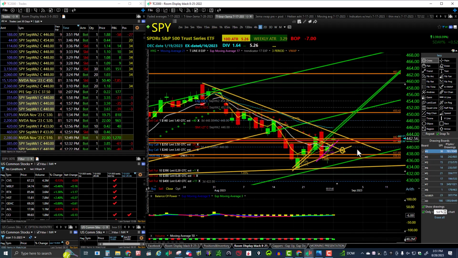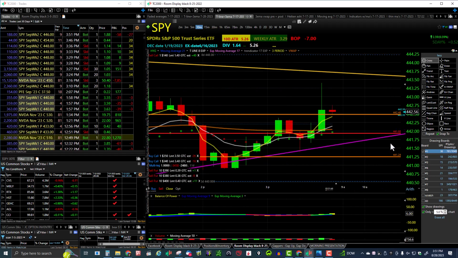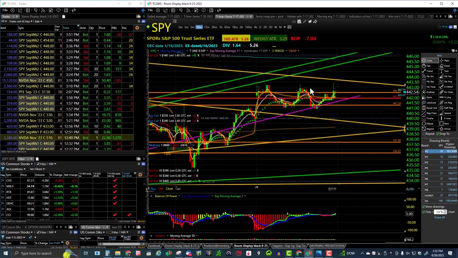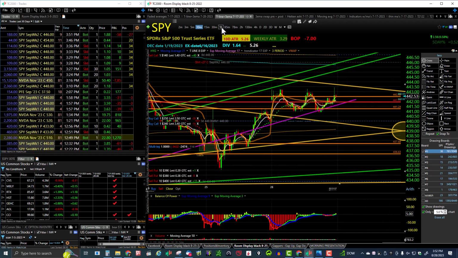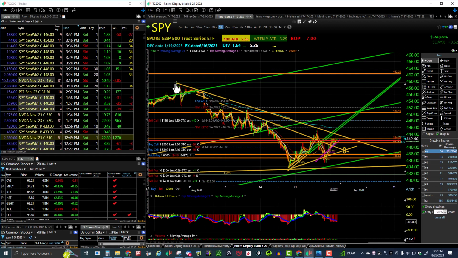Where's the SPY going today? We'll look at it on the 10-minute for tomorrow. My pivot, 441.93. Trying to get back up to this downtrend line, which exists if you zoom out. And that's putting these lines in right here.